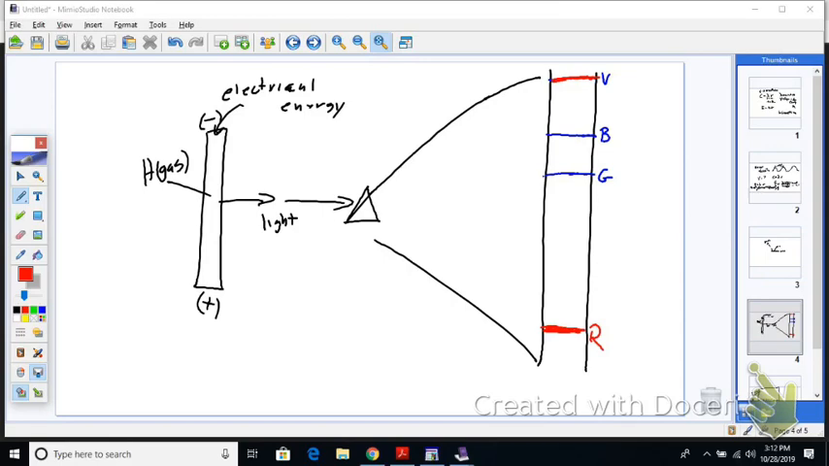So every time hydrogen does that, you get those 4. You guys remember looking through the spectrum? Okay. So you get those 4 every time.